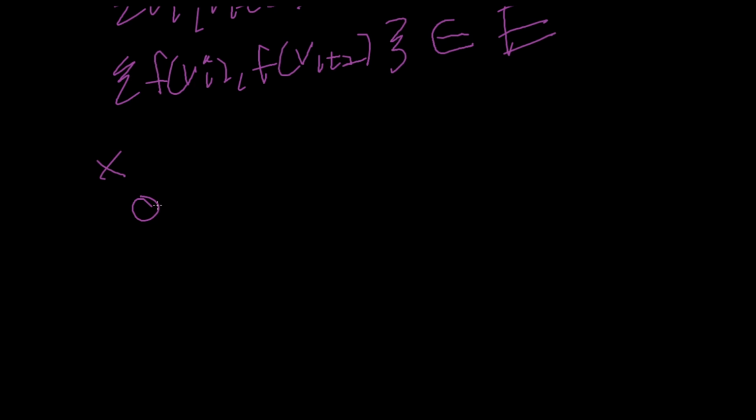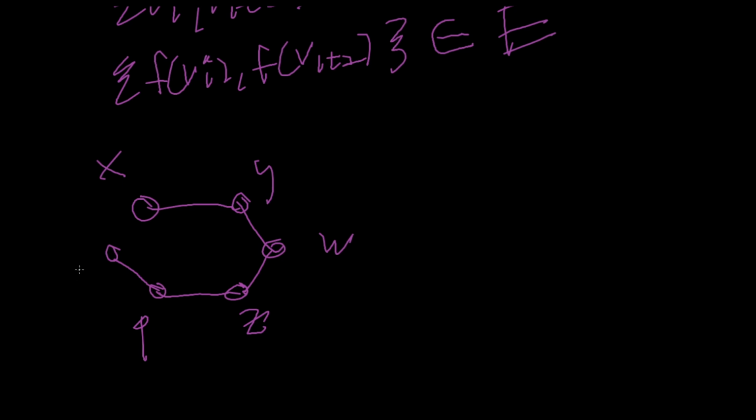Let's say this is vertex X, this is vertex Y, this is vertex W, this is vertex Z, this is vertex P, this is vertex Q, and there is a middle point vertex between X and Z that we'll call R, and there is also an edge between R and W.